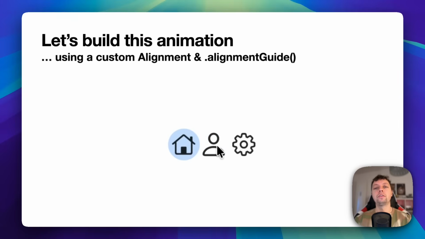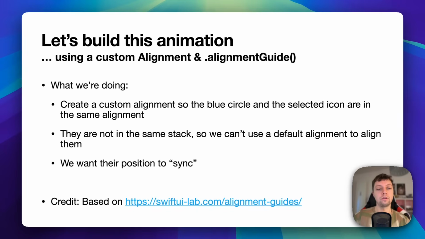But now let's do something more interesting. We'll be using custom alignment and an alignment guide to implement this little tab view animation where a blue dot moves behind the selected tab. These live in different containers, of course. The 3 tabs live in an HStack, and then the blue dot is in a ZStack behind this HStack. But let's have a look at what we're doing here.